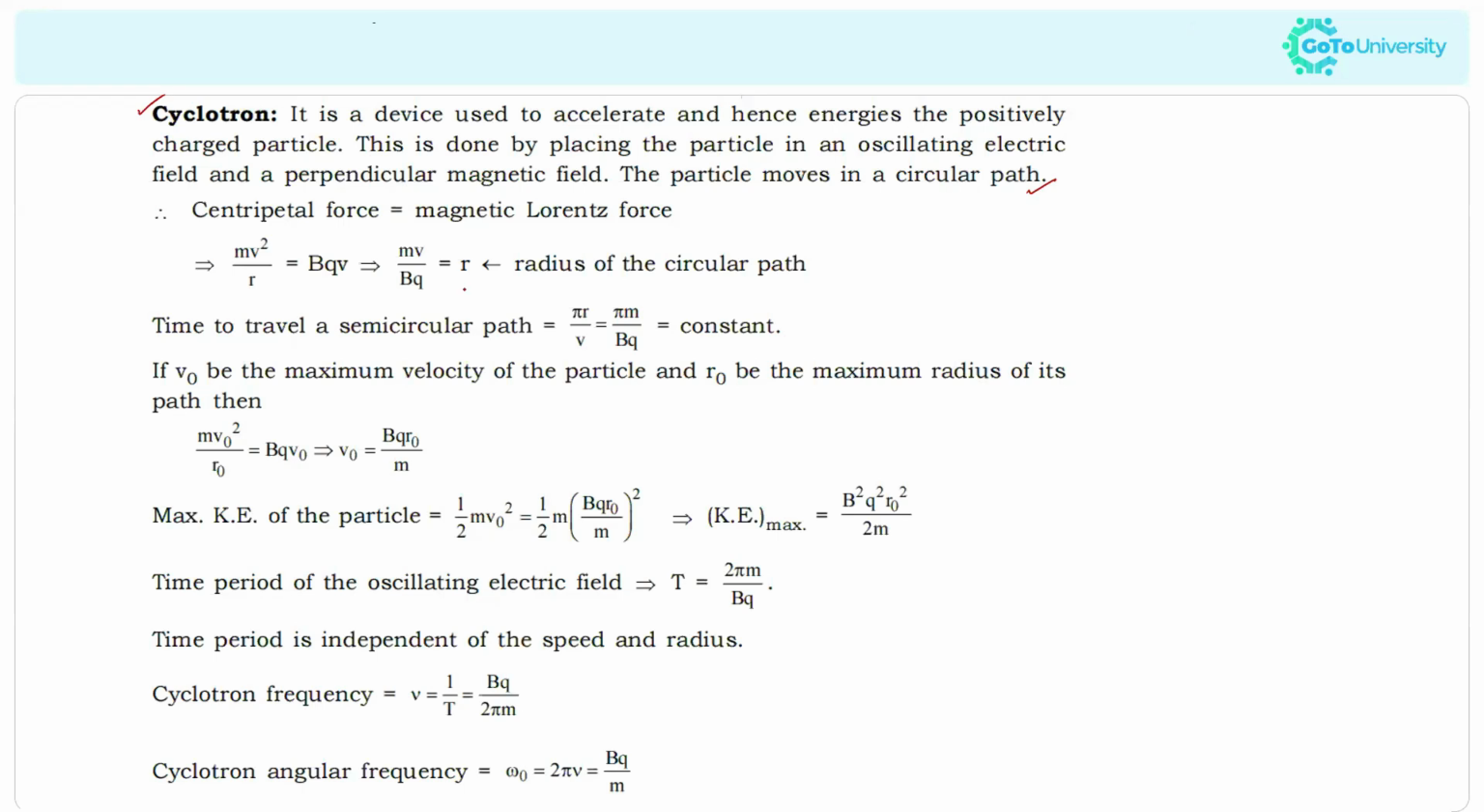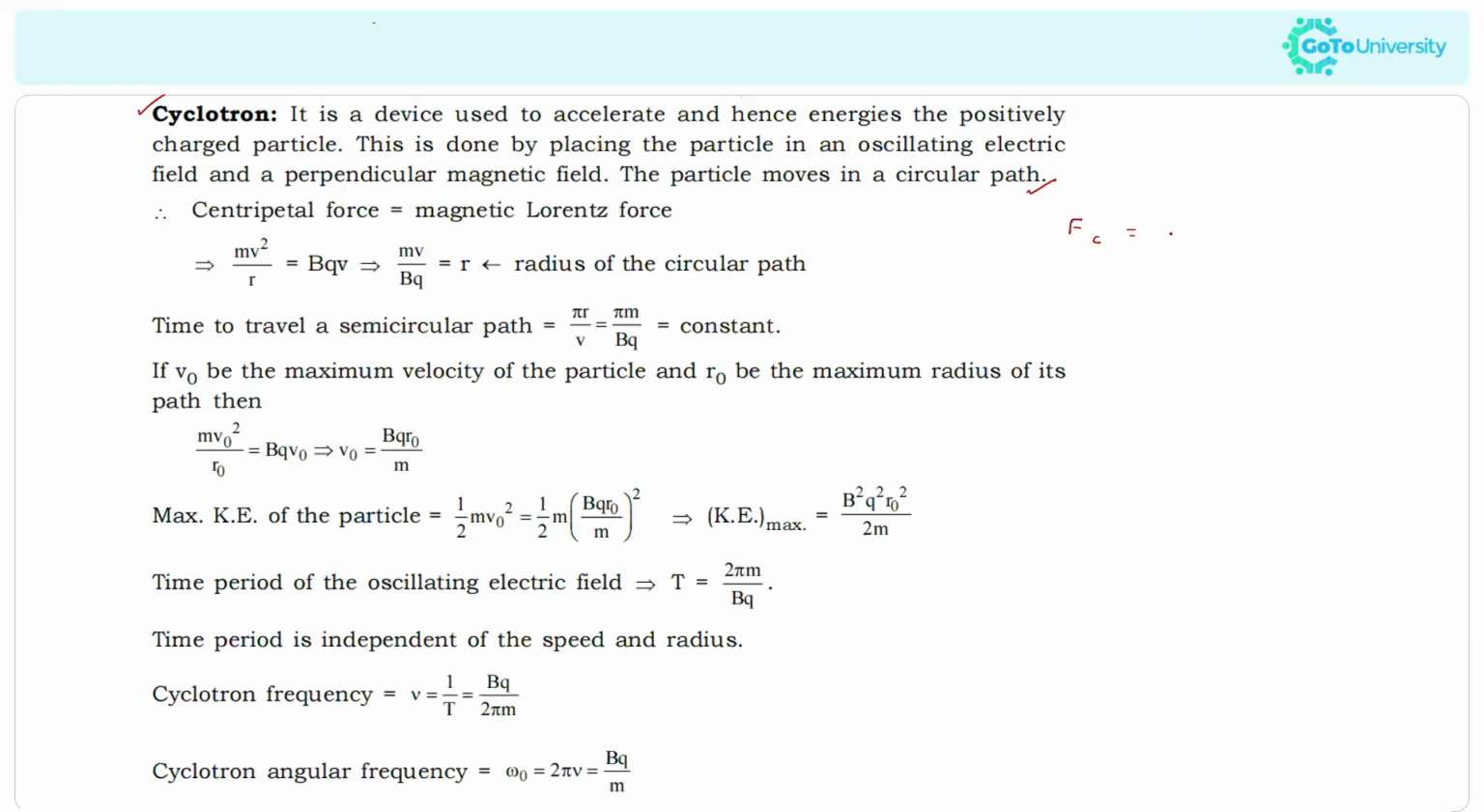And the basic concept we are using in a cyclotron is that the centripetal force will be equal to the magnetic Lorentz force. We know that the centripetal force is the main reason for any object or material revolving in a circular orbit with a constant speed, right?